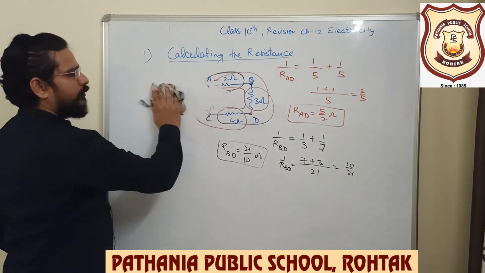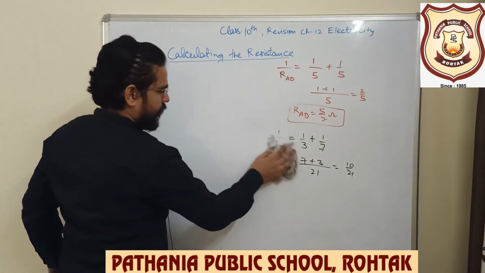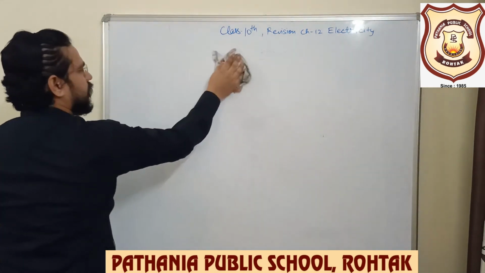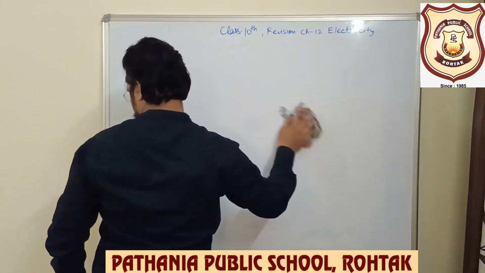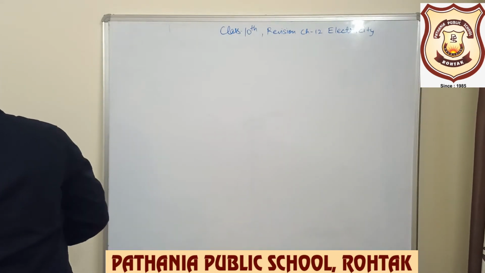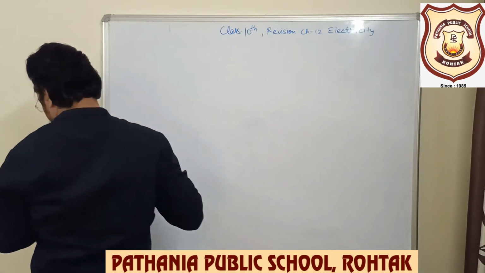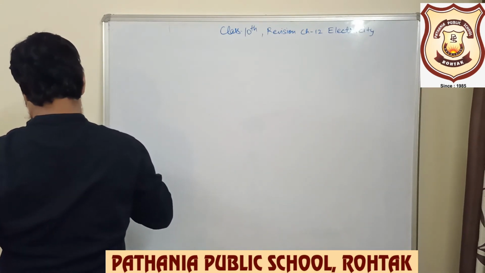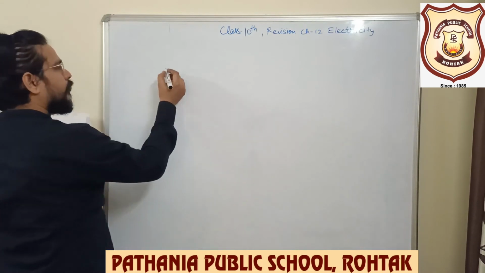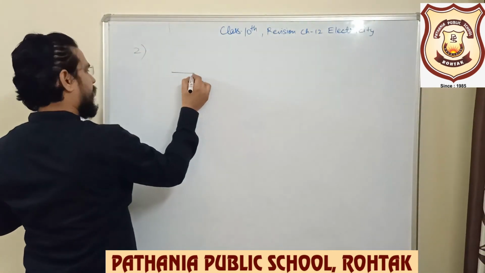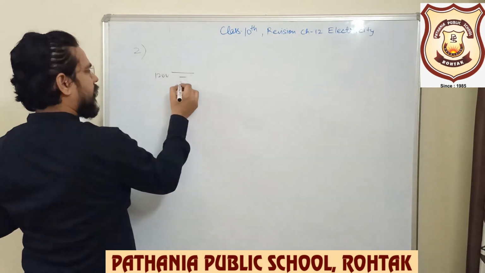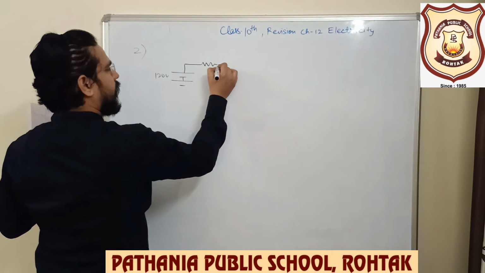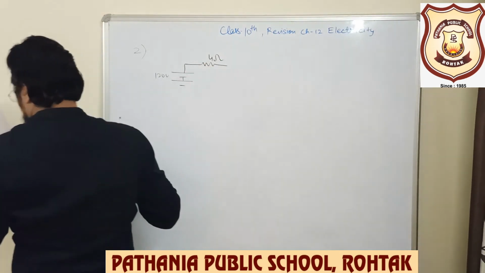Coming to the next point of discussion, how to reduce a given circuit. That is a very good numerical. Let me draw the circuit diagram for you. We are having a 120 volt battery connected with a network as shown.